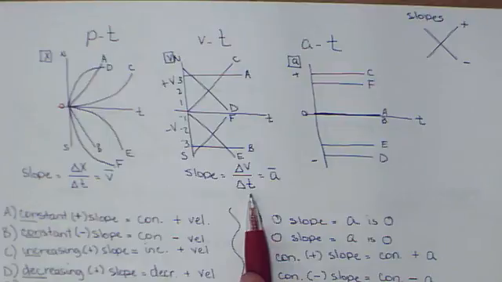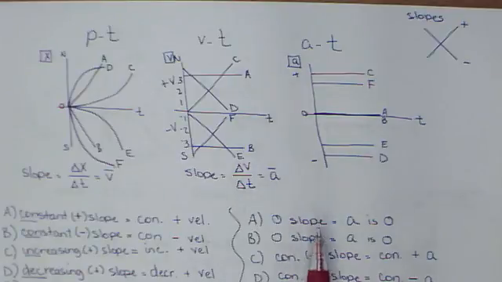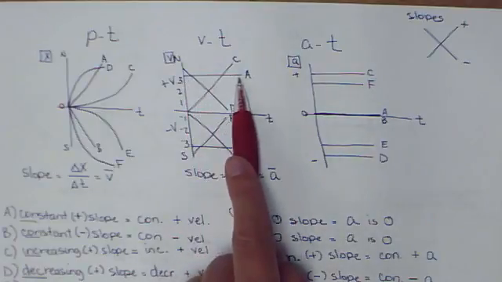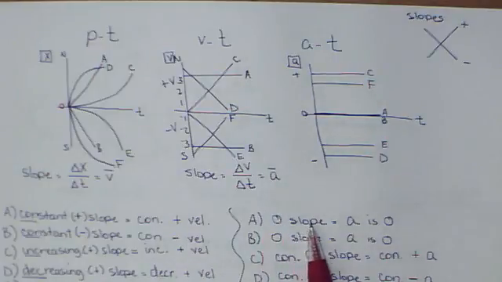The slope on a velocity time graph is equal to the change in velocity divided by the change in time, which is also the equation for average acceleration. So on a velocity time graph, we can say that the slope of a line here represents the acceleration. So if I look at line A, the slope is 0. So if it has 0 slope, then it has 0 acceleration.